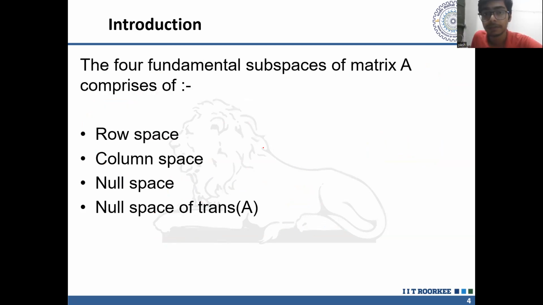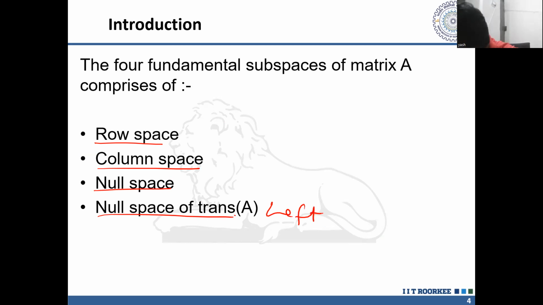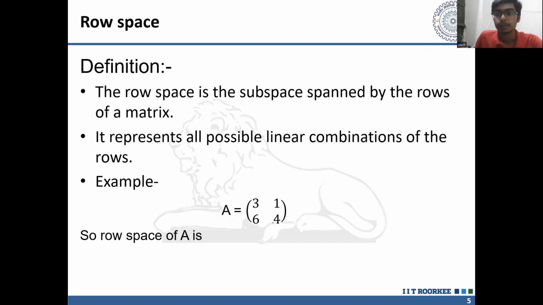Now, what are the four fundamental subspaces of a matrix A? They are the row space, column space, null space, and the null space of A transpose, which we also call the left null space.